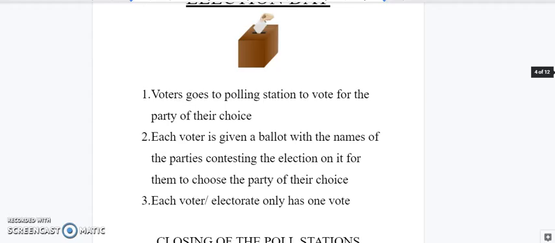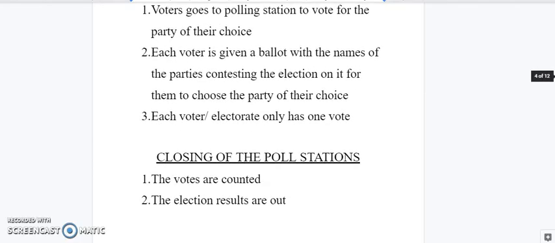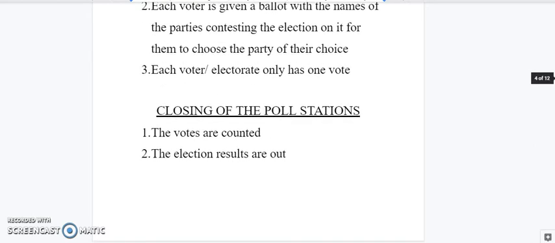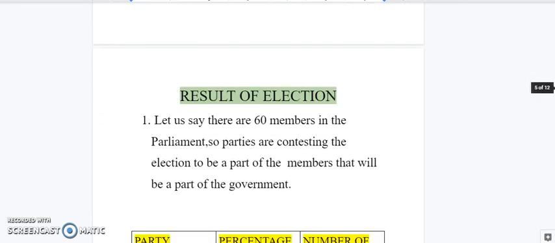It's the end of the day now, right? And the polling stations are closed. The votes are counted. The election results are out. Do you want to know the results of the election? Let us go. All right. Let us say that there are 60 members in Parliament. So parties are contesting the election to be a part of that 60, right?